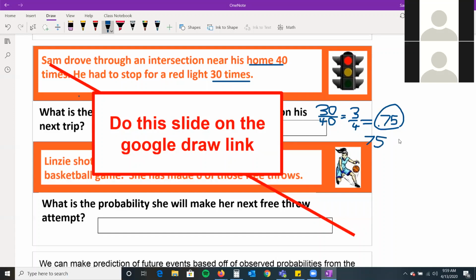So I want you guys to make sure you draw this on your sheet here.